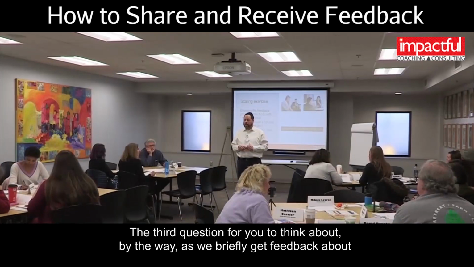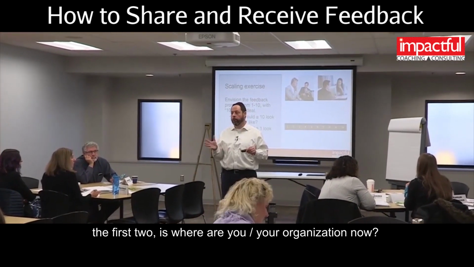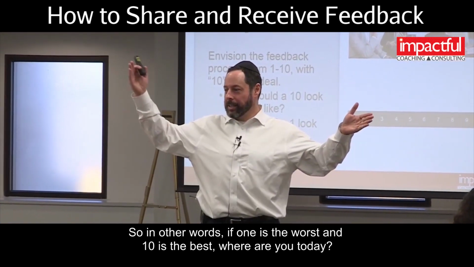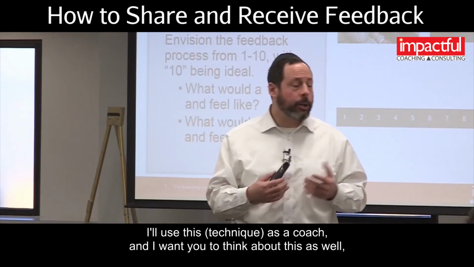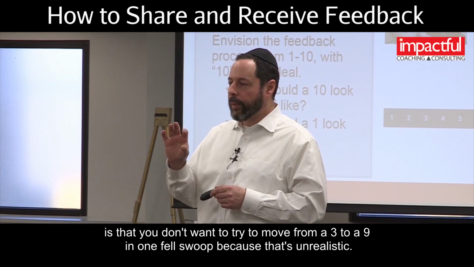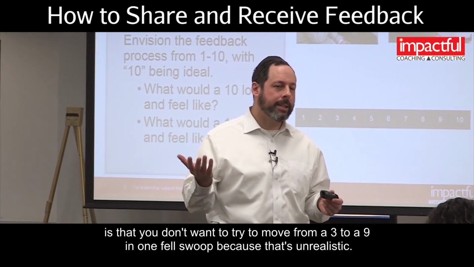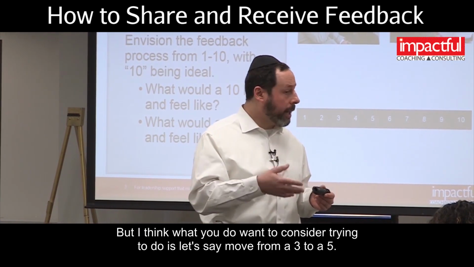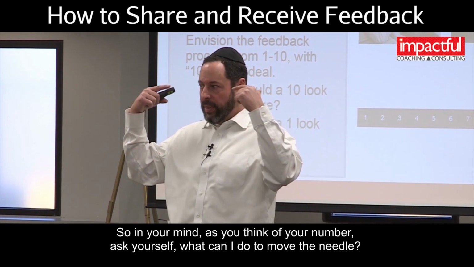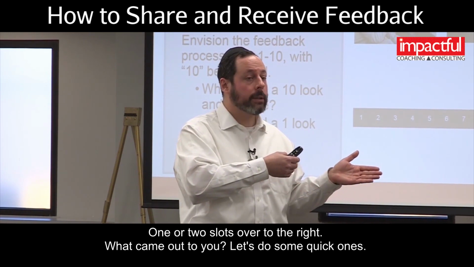With your organization. The third question for you to think about, by the way, as we briefly get feedback about the first two, is where are you or your organization now? So in other words, if 1 is the worst and 10 is the best, where are you today? I'll use this as a coach, and I want you to think about this as well, is that you don't want to try to move from a 3 to a 9 in one fell swoop, because that's unrealistic. But I think what you do want to consider trying to do is, let's say, move from a 3 to a 5. So in your mind, as you think of your number, ask yourself, what can I do to move the needle one or two slots over to the right?